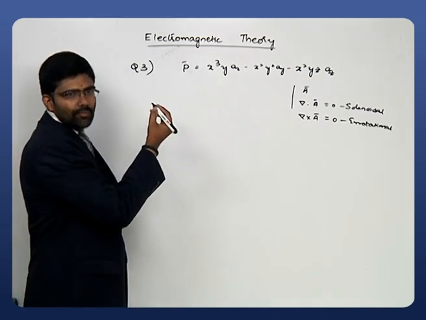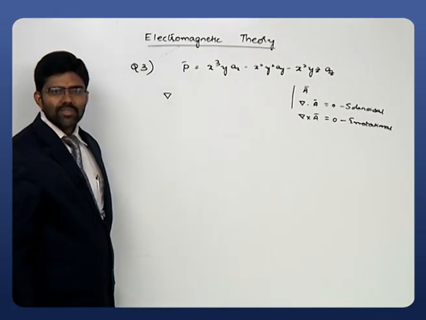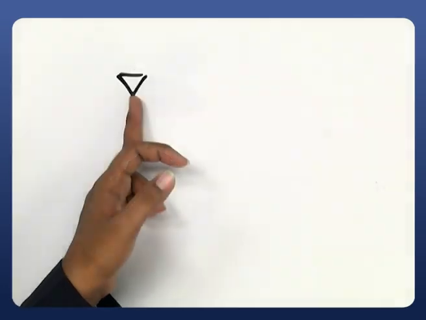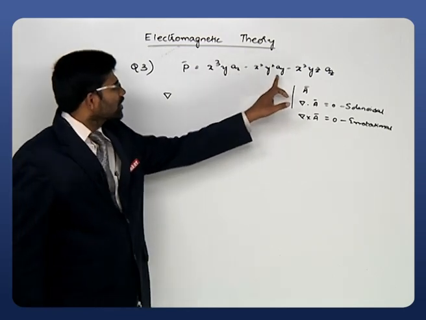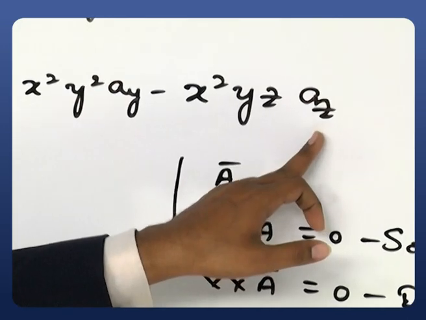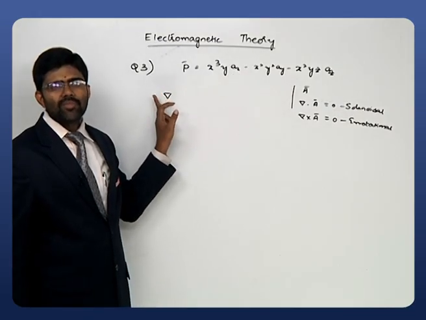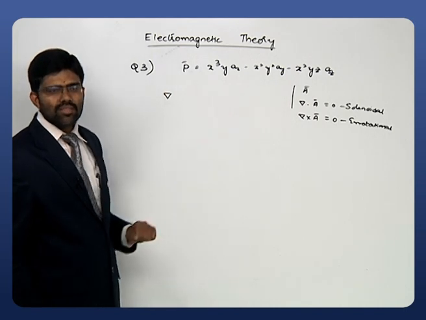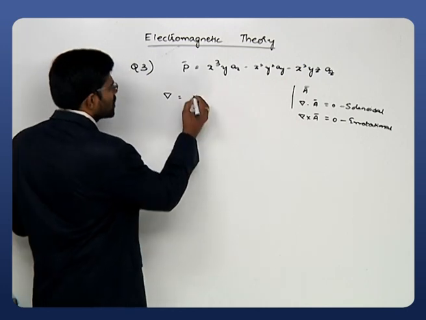Now in which coordinate system do we need to consider this del operator? To consider the del operator in a given coordinate system, just observe the unit vectors. The unit vectors are ax, ay, az. Since the unit vectors are ax, ay, az, the del operator must be taken in a rectangular or Cartesian coordinate system. So how was this del operator defined in the rectangular or Cartesian coordinate system?